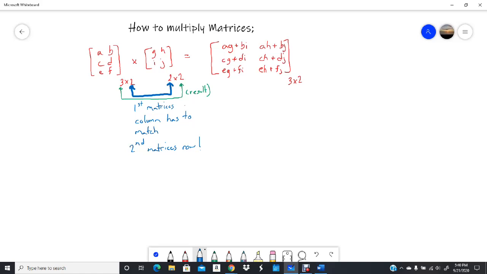Here it's A times G plus B times I. That becomes the first slot. Then we take that first row and we multiply with the second column. A times H plus B times J. Then we move on to the second row. C times G, D times I. We add them up. And then C times H and D times J. And then the third row with the first column and the third row with the second column.